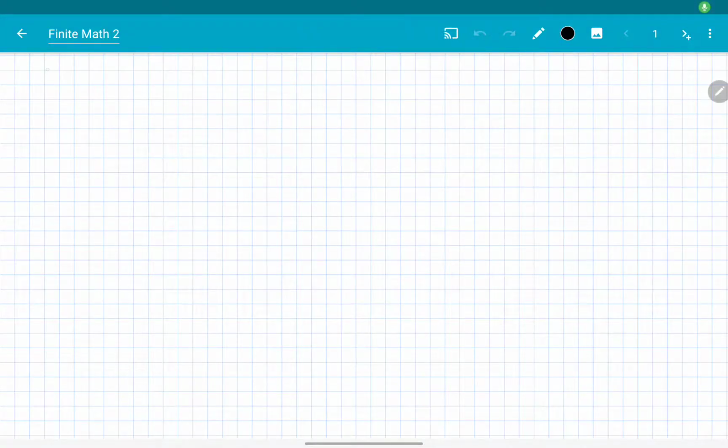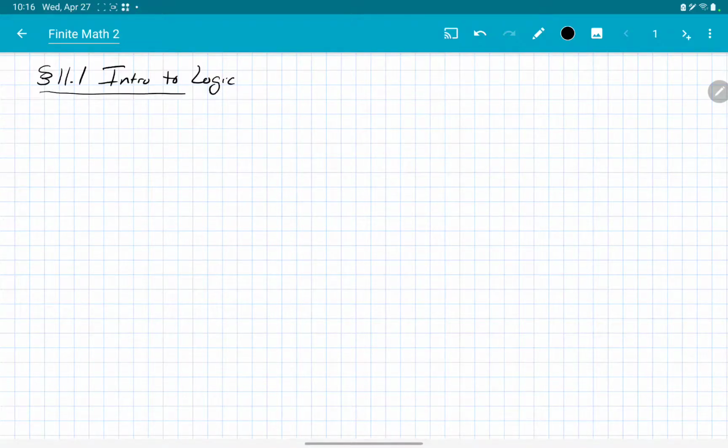The first section here is section 11.1, Introduction to Logic. We're going to learn a few terms today, mostly.